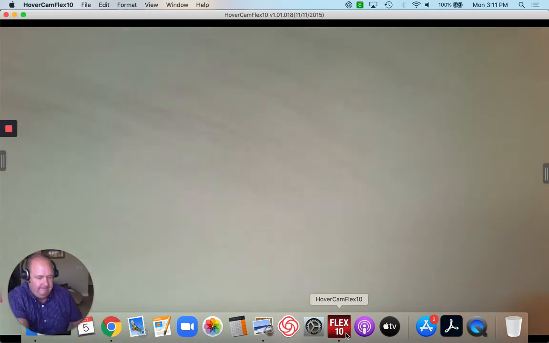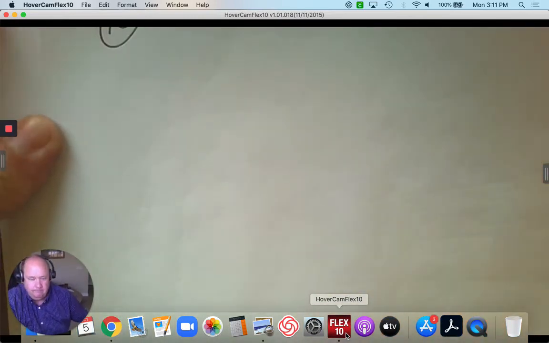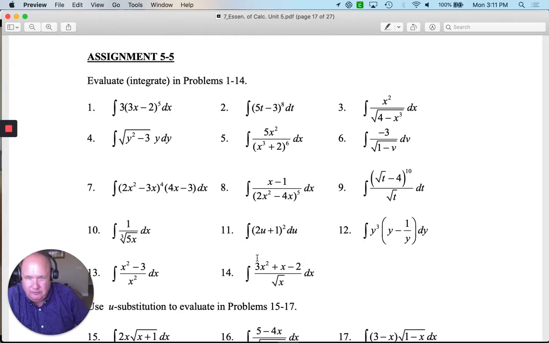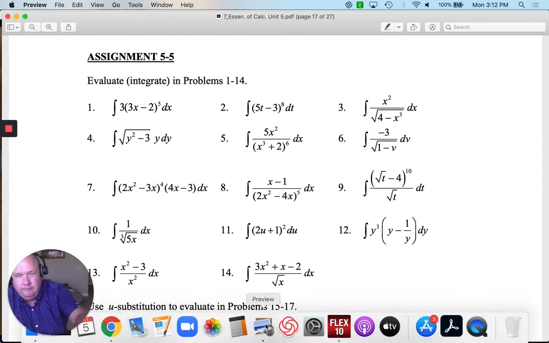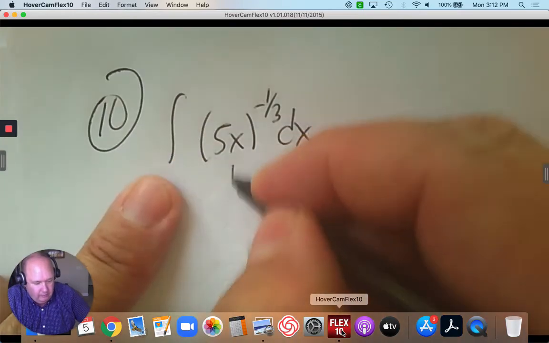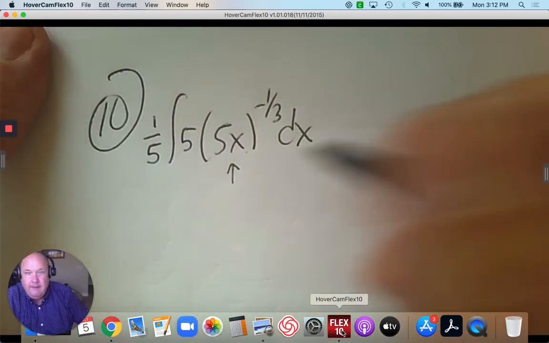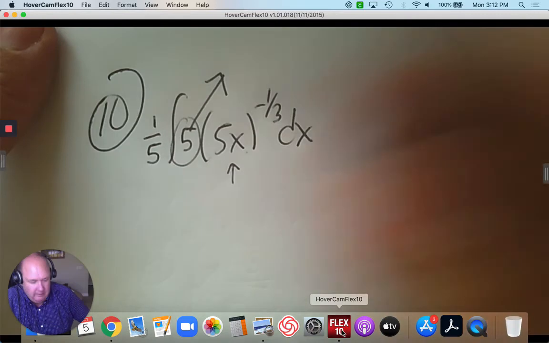Number 10. All right, let's look at number 10. Again, I'm going to write it calculus friendly. So that's going to be 5x to the exponent -1/3. So the hook here, the derivative of 5x is 5, what it was over what it became. So the hook of 5 goes away. So my answer is 1/5.